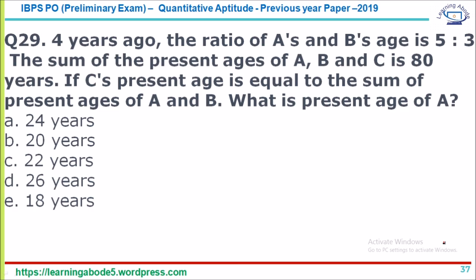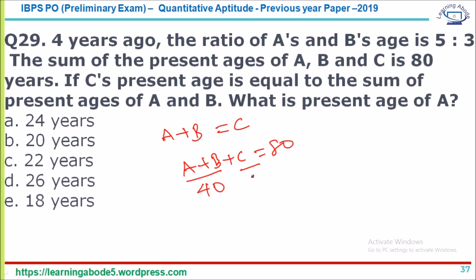Now question number 29. 4 years ago, the ratio of A's and B's age is 5:3. Now the sum of the present ages of A, B and C is 80 years. If C's present age is equal to the sum of the present ages of A and B, what is the present age of A? See, A plus B is equal to C. So if A plus B plus C equals 80, A plus B is 40 and C is 40, because they are equal, right?